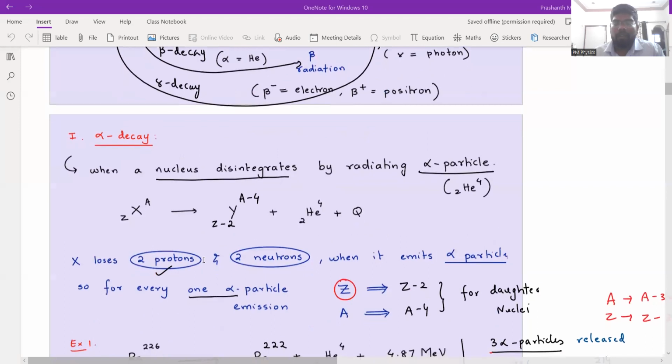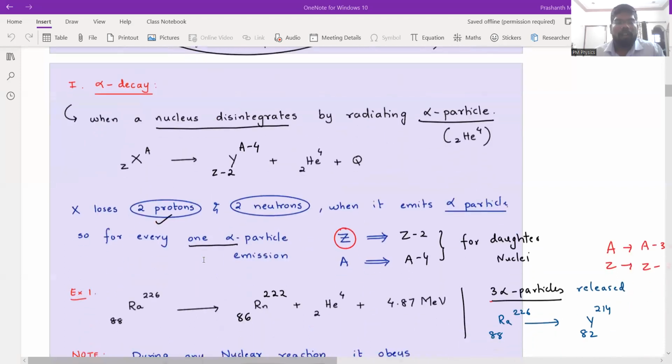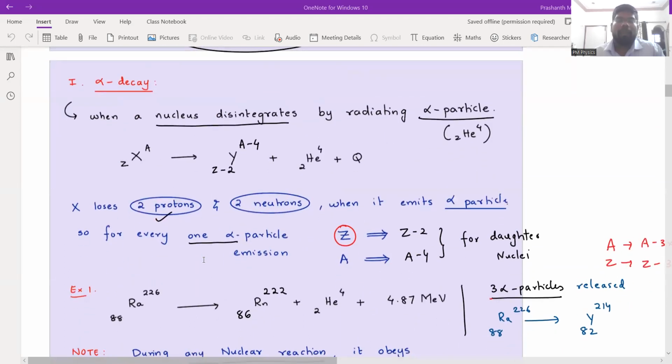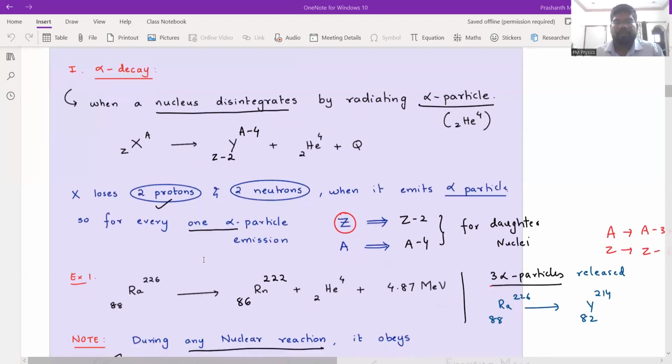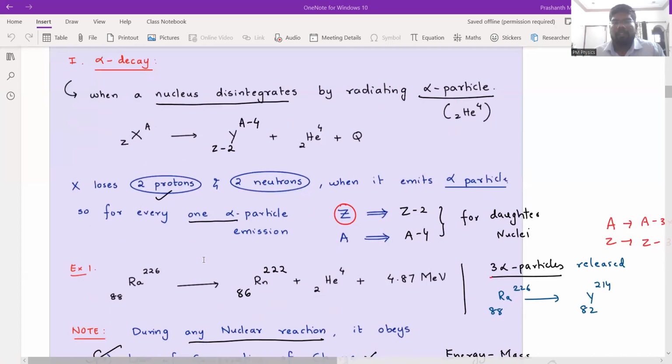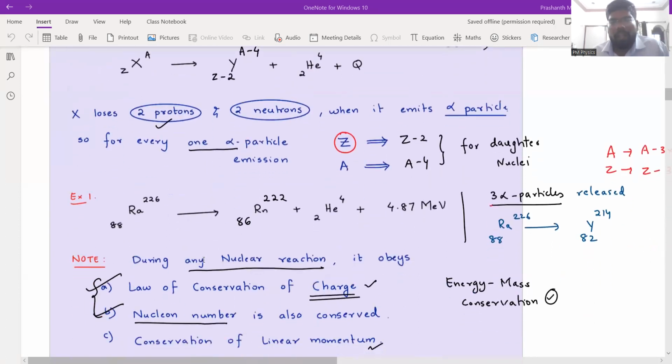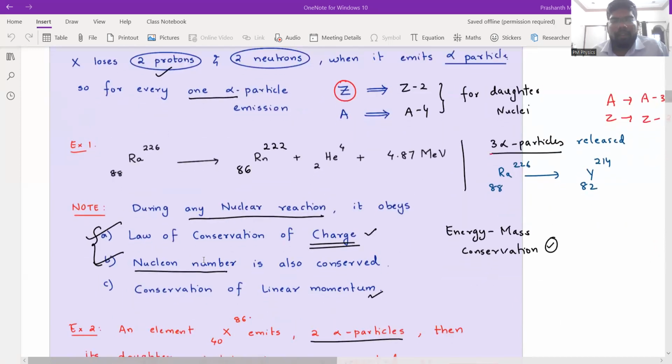And we have seen the properties of alpha decay. Whenever an alpha particle is released, for every one alpha particle, what changes occur? For every one alpha particle, the atomic number will decrease by 2, whereas the mass number will decrease by 4. And there are some examples that we have seen.